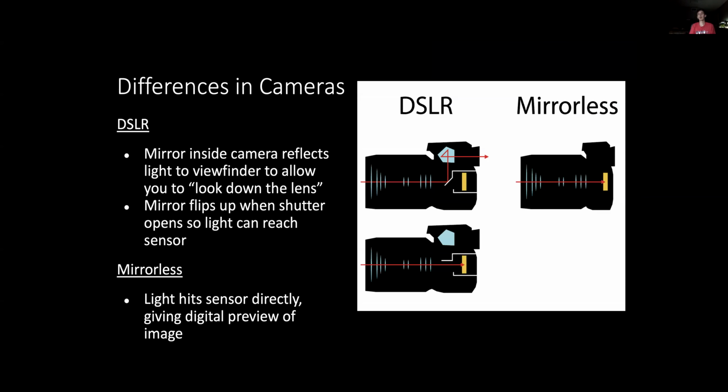And so just to briefly cover the differences in these cameras, a DSLR has a mirror inside of it that reflects light to the viewfinder. So when you look through the viewfinder, you're essentially looking down the lens of your camera, and the mirror will flip up and the shutter opens and light can hit the sensor directly. So when you take a picture on a DSLR and all of a sudden the viewfinder goes black for a second, the mirror's flipped up so no light's hitting your viewfinder, and that's why you're not seeing anything. On a mirrorless, the light is hitting the sensor directly, and it allows you to have a digital preview of what your photo looks like. So as you alter your settings, you're able to see a sort of prediction of what that looks like.